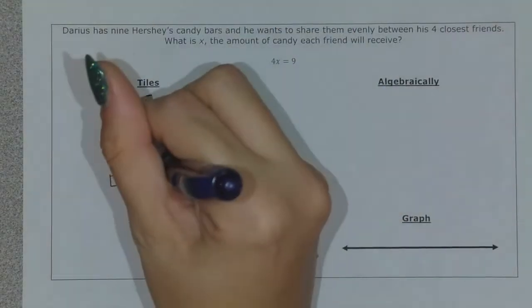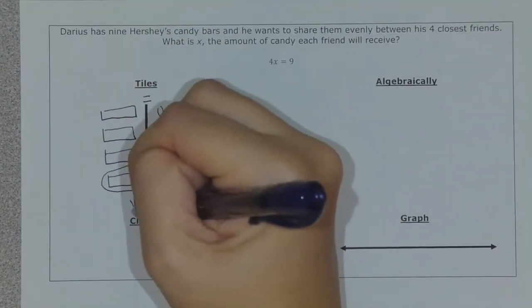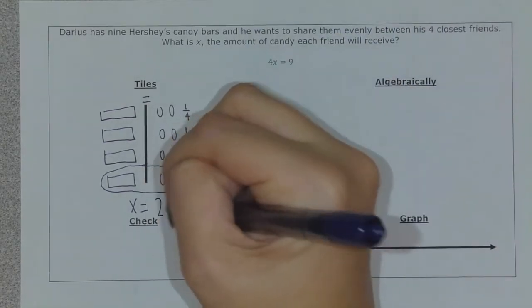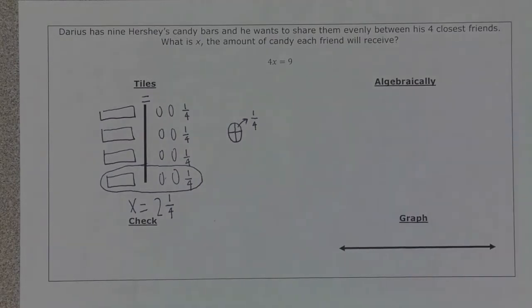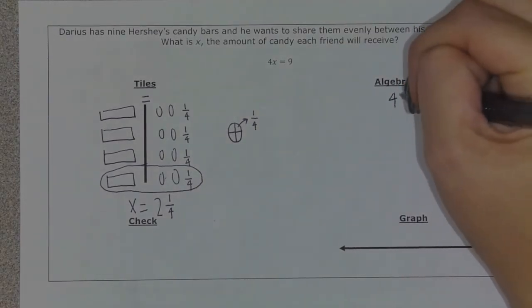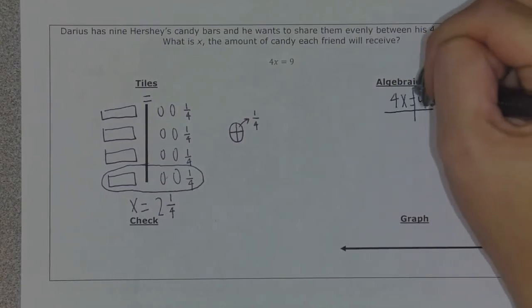So again, I'm just going to look at one of these. So when I look at just 1x, I see that they get 2 whole pieces and 1/4. So x is equal to 2 1/4. So if I solve this algebraically, again, I'm going to set up my equation. 4x equals 9. Build my t-chart.